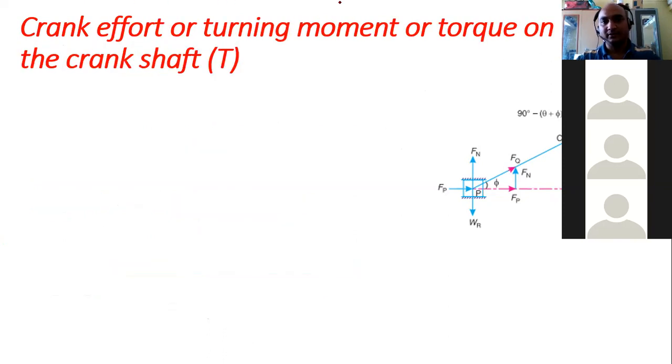Now the next force is crank effort, or turning moment, or torque on the crank. Crank effort or turning moment is Ft into R. As we discussed in the last slide, this Ft is perpendicular to the crank, so this thrust into this R is nothing but the crank effort or the torque. R is the radius of the crank. We have already written the formula for Ft in the previous slide, Fp sine of theta plus phi upon cos phi, now into R.